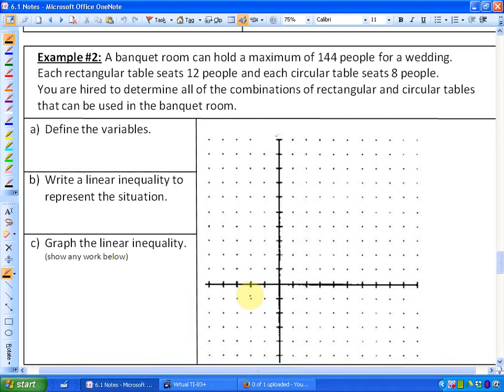We are going to continue looking at graphing linear inequalities and how it relates to problem solving. And again, linear inequalities represent all of the possible solutions to a particular scenario, which is very useful, and we can do that on a sheet of graph paper.